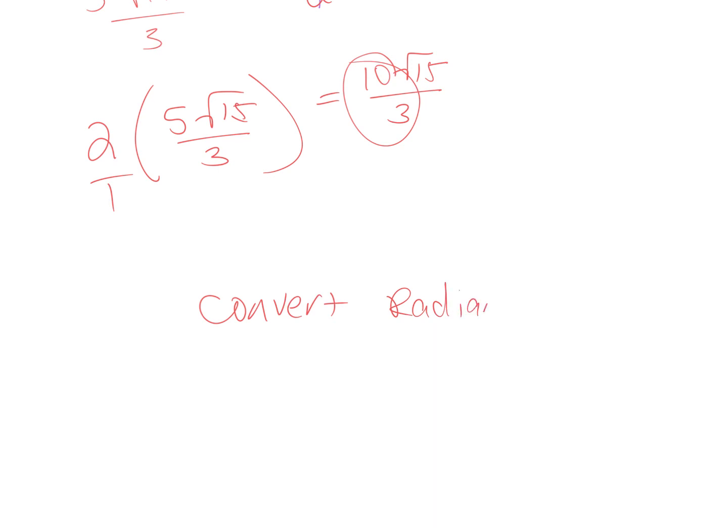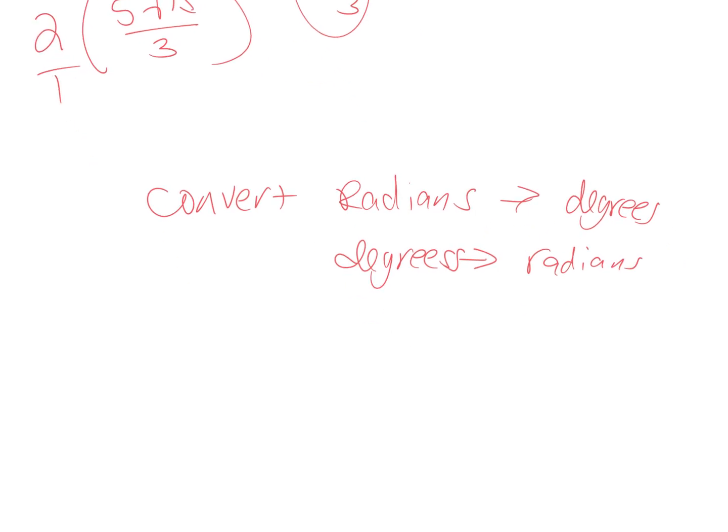But make sure that you can convert radians to degrees, right? And degrees to radians. What's the conversion factor for that one? How do you convert? 180 over pi, or pi over 180. Good, you guys know that.